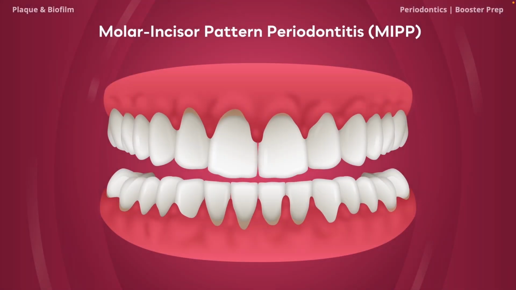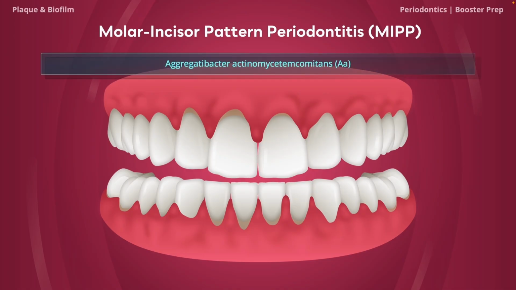There's a specific type of periodontitis called Molar-Incisor pattern periodontitis, and you're going to see this in a few other videos. It's sometimes called localized aggressive periodontitis historically. So Molar-Incisor pattern periodontitis, MIPP, affects the first molars and incisors. Easy one to remember. And this disease usually shows up only in teens and young adults. And the key fact here that you need to know is it's strongly linked to a specific type of bacteria, and that's called, get ready for it, Aggregatibacter actinomycetemcomitans. Yeah, that's a fun one to say.